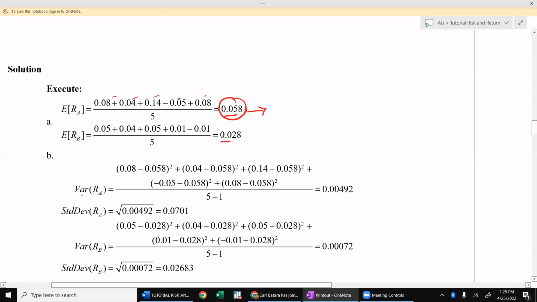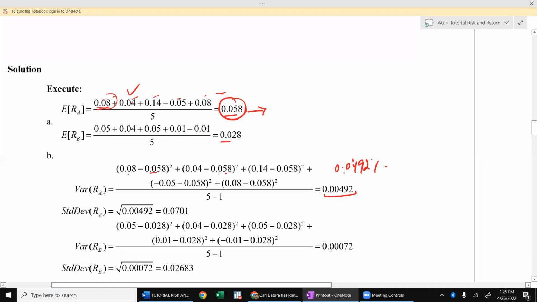So variance means square deviation, right? So this 0.08 minus this average return, and square, is a square deviation, plus the second return minus the average and square will be again a square deviation, and so on, divided by n minus 1. Okay, so the answer would be 0.0049, in other words 0.0492%. Okay, so this is the risk for A, and what is the risk for B?